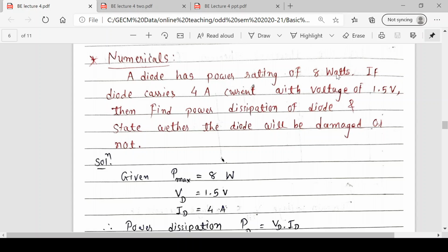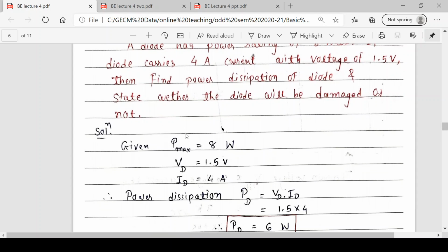You are given the power rating. I told you in the last lecture what the power rating of a diode is: the maximum power which the diode can handle. So it is given as 8 watt. That means P max is 8 watt. Diode voltage is 1.5 volt. Diode current is 4 ampere. Let's find out the power dissipation of the diode. PD is equal to VD times ID, 1.5 into 4, that is 6 watt. So that means our diode consumes, or dissipates, 6 watt power.